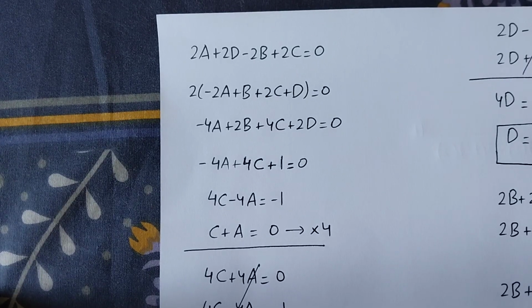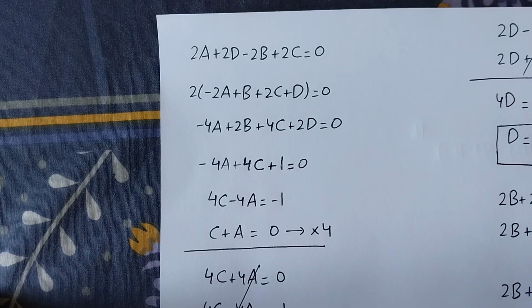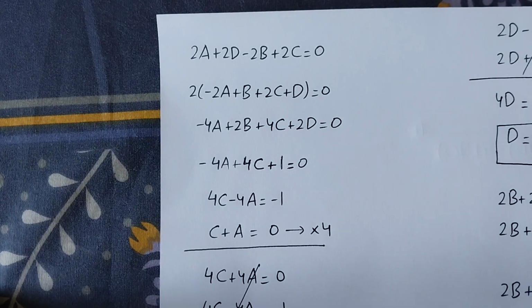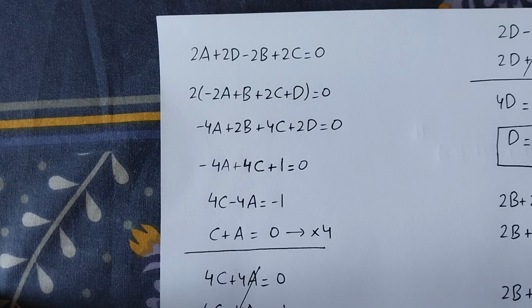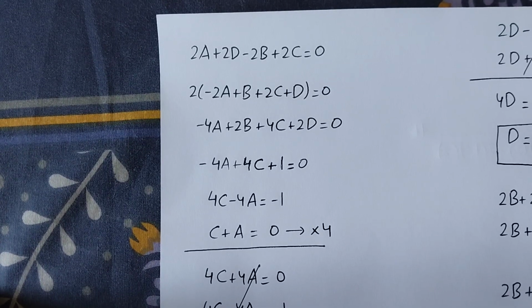So I've written this equation. This was basically the equation minus 2a plus b plus 2c plus d equal to 0, and we can multiply both sides with 2. And why am I doing this?